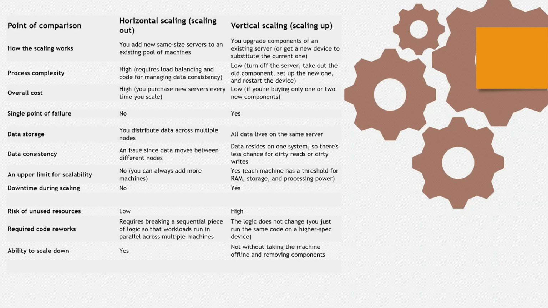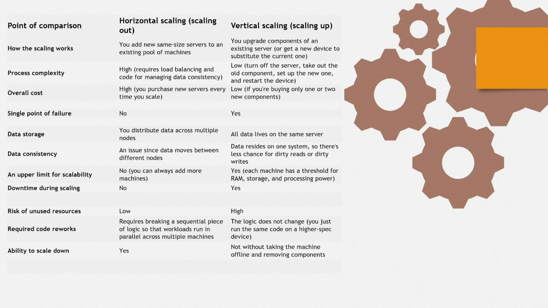Third point, overall cost. It is very high in horizontal scaling because we'll have to add new servers every time. But in vertical scaling, it's very low because we only have to replace the components. Single point of failure: not in horizontal scaling because we have multiple servers running parallelly, so that's not a case. But we are dependent on one single machine in vertical scaling, so we have a single point of failure there.